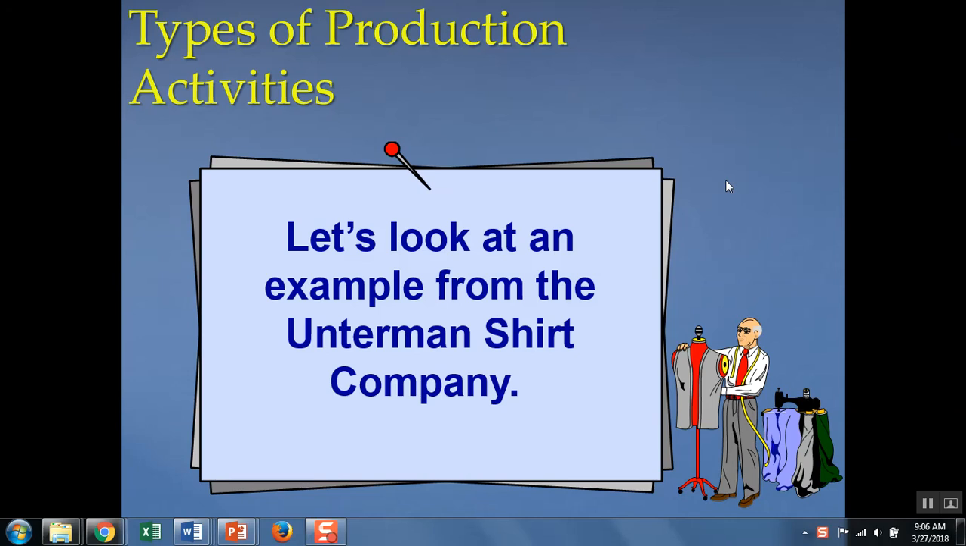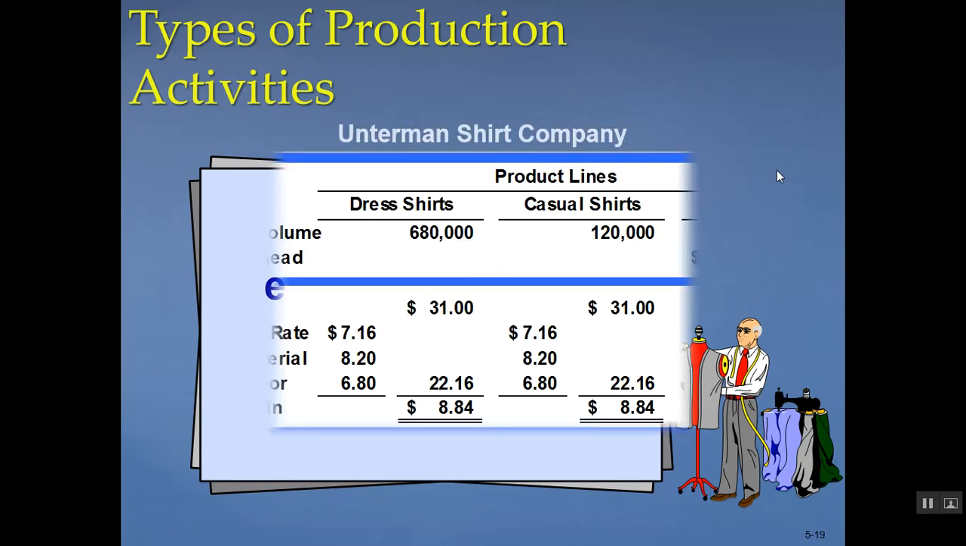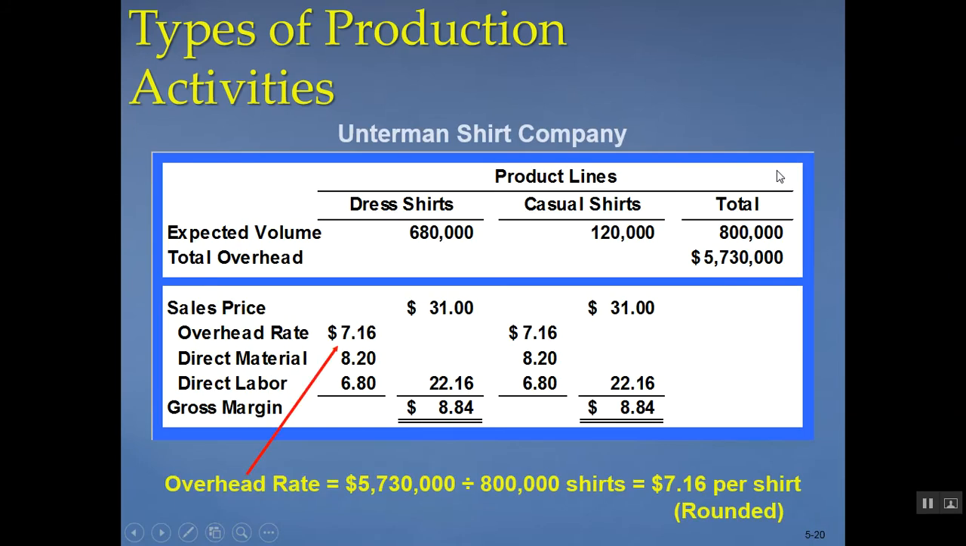So let's take a look at an example of how we would perform activity-based accounting using the Unterman Shirt Company. This company makes two different types of shirts, dress shirts and casual shirts. They expect to produce 680,000 dress shirts and 120,000 casual shirts during the period. Estimated overhead for the period is $5.7 million.